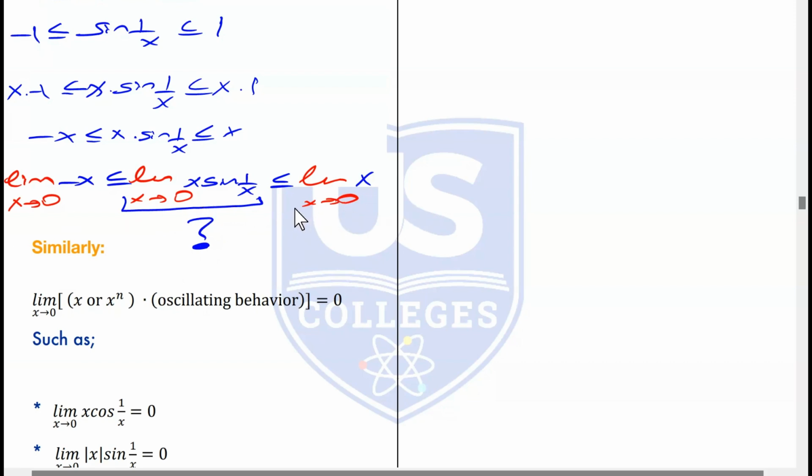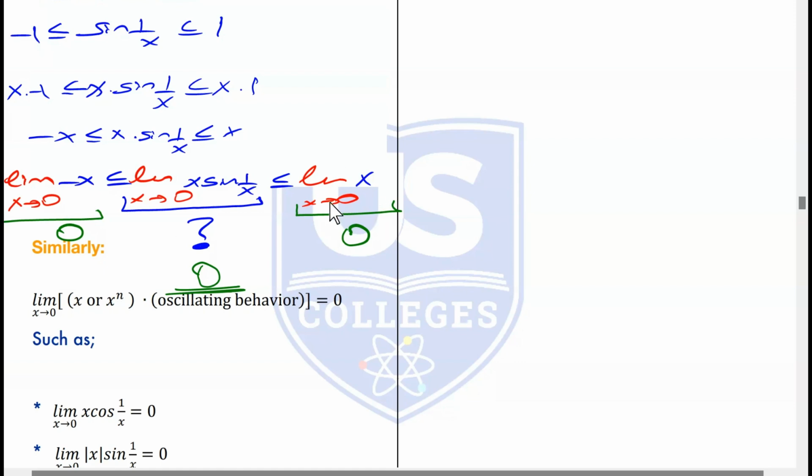What about the right side? Let's check the right side. What is the limit as x approaches 0 of x? All you have to do is insert 0 for x, which gives you 0. On the left you also do the same. Insert 0 for x, negative 0, which is 0. So if the right side limit is 0 and the left side is 0, the middle is also 0. So that's my answer. The answer is 0.